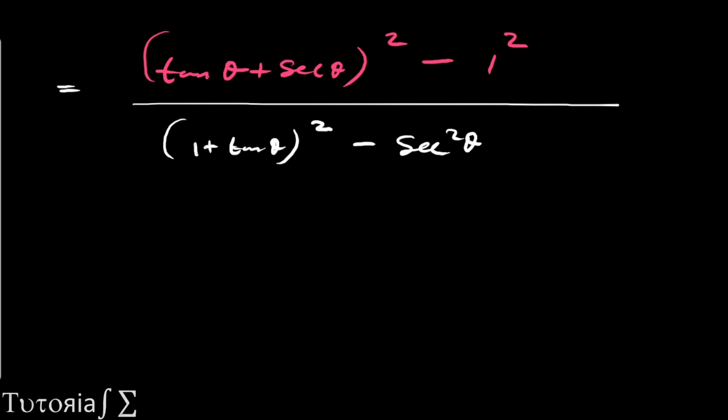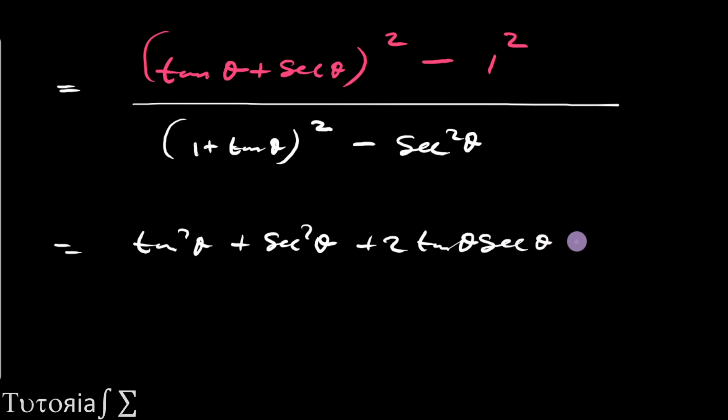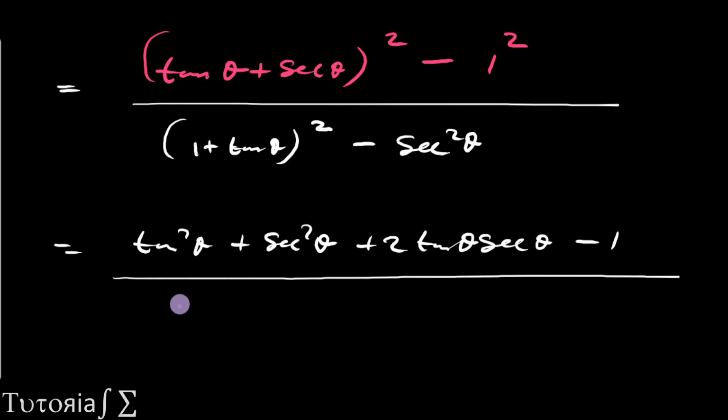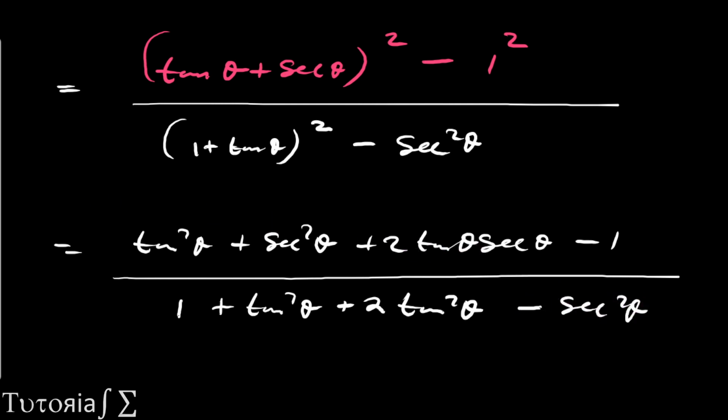So this will be equal to tan squared theta plus sec squared theta, then plus 2 tan theta sec theta, then minus the one that we have here, then all over, we expand this as well, that is 1 plus tan squared theta plus 2 tan squared theta, then minus sec squared theta.